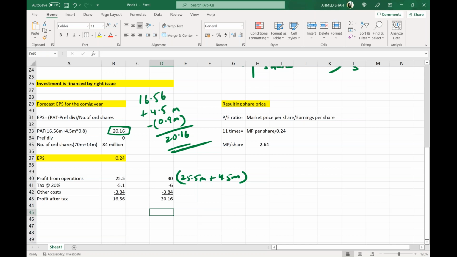So better, I have told you a very easy shortcut, that 16.56 million is the PAT. You need PAT for EPS. You don't need all of this. You need only PAT. So PAT will increase by 4.5 due to increase in profits, but 20% impact will be gone due to tax. So 20.16 will remain. However, those who want to do a very long route, they can use that.